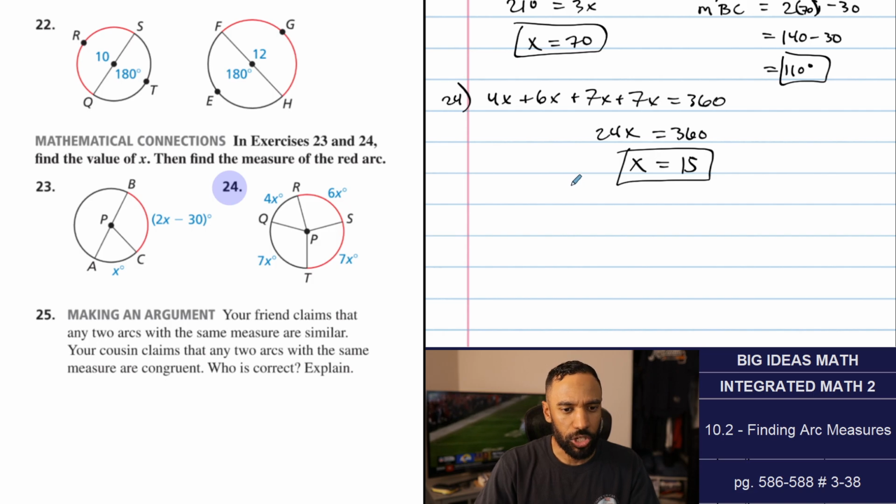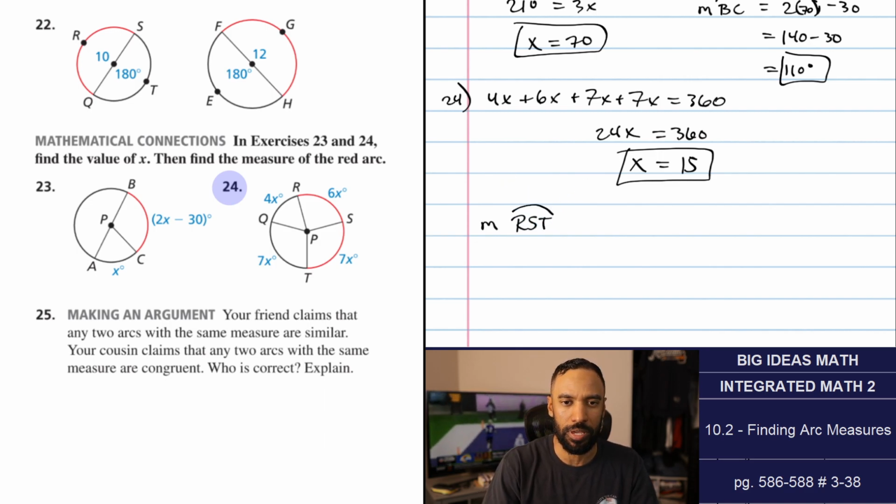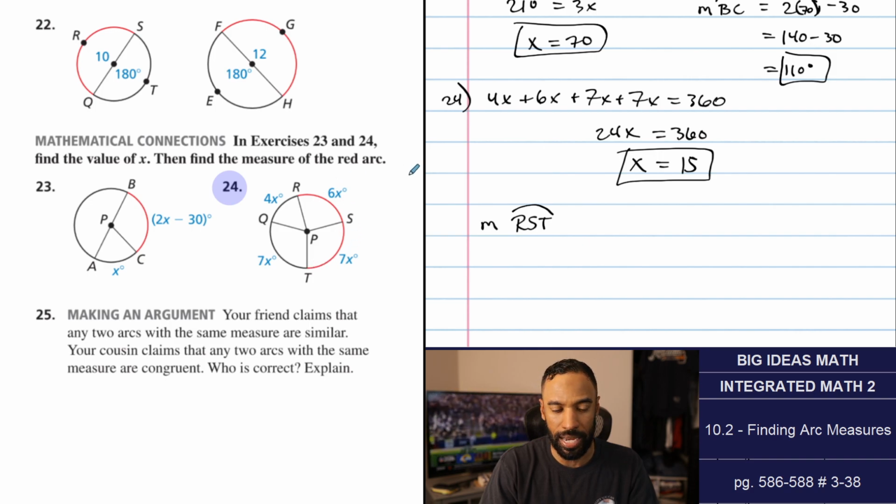We need to find the measure of that red arc. That red arc, we don't call it RT. We have to use RST. It's a major arc. It goes beyond 180, and this answer should be beyond 180. Maybe it's like 190. I don't know.